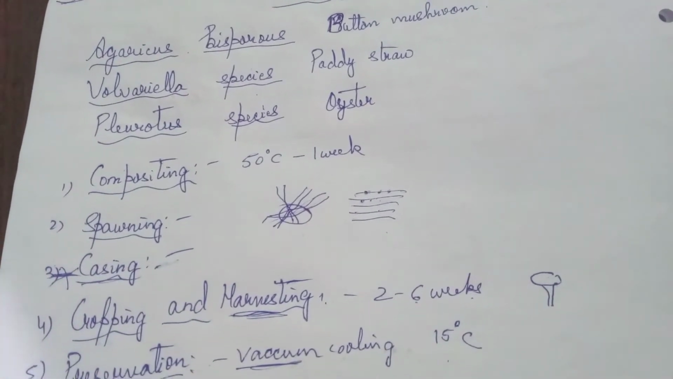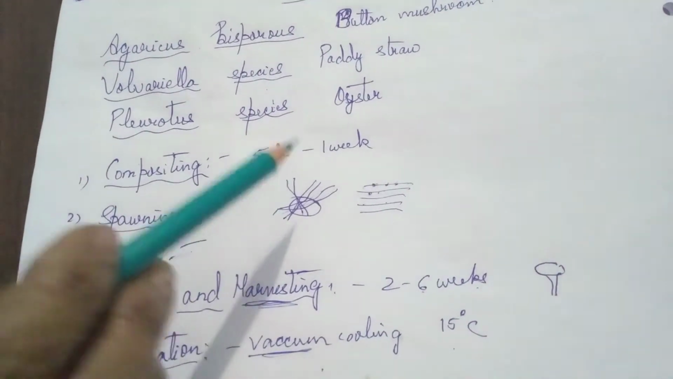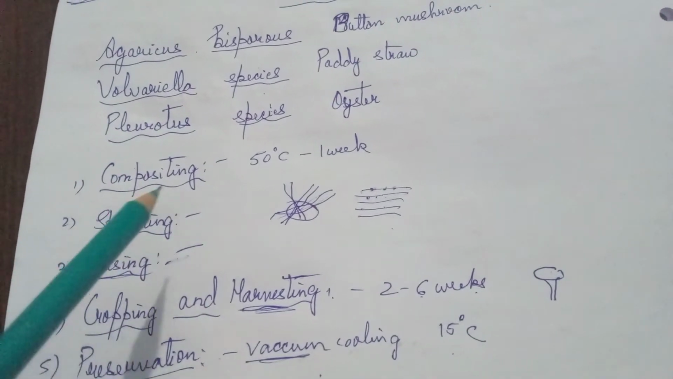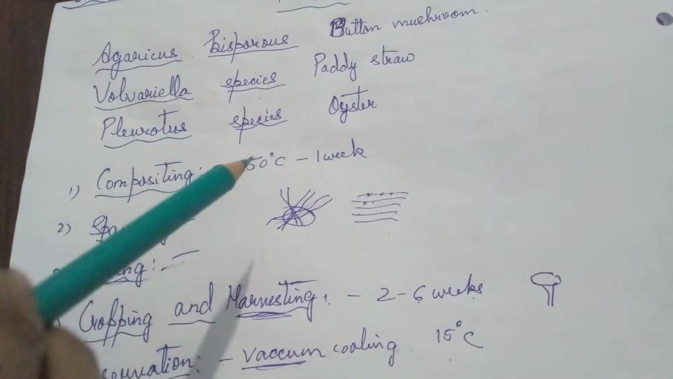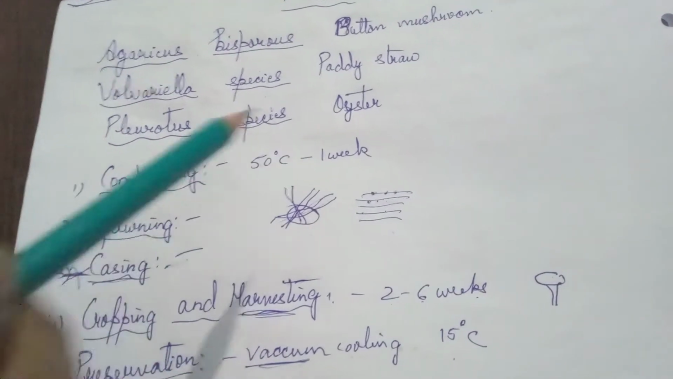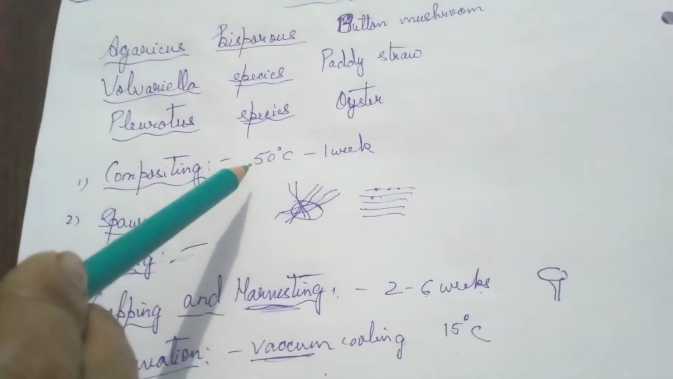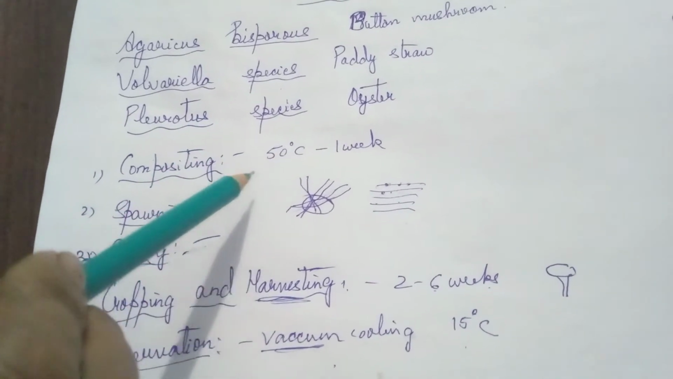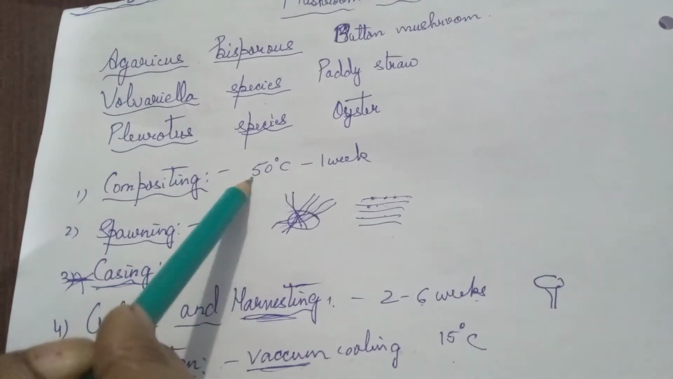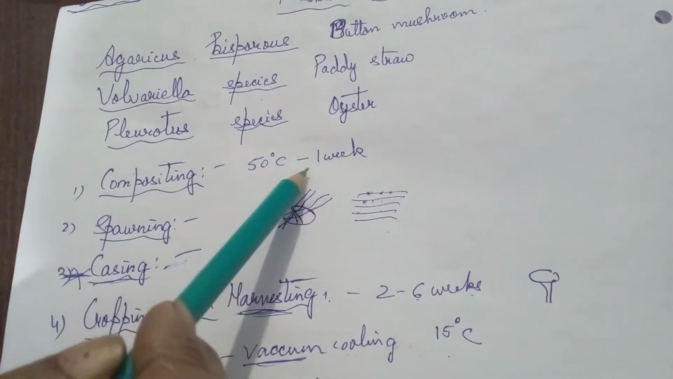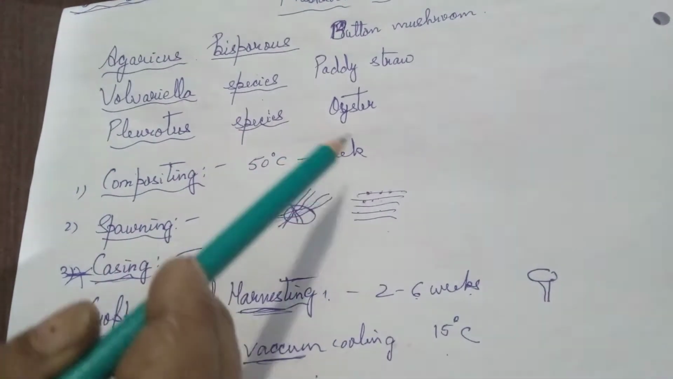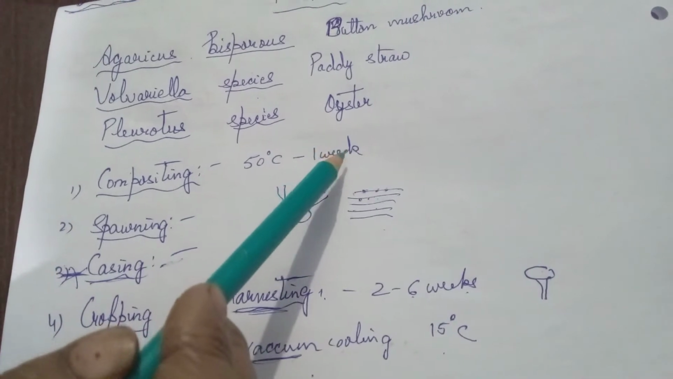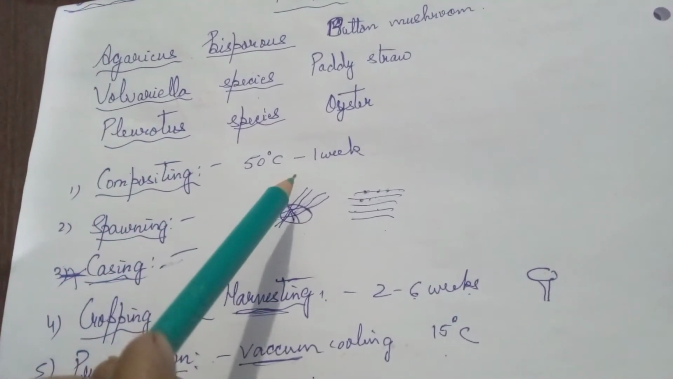So, how is composting done? Wheat or paddy straw is taken. After the grains are removed, the leftover straw is taken, and to it chicken manure is added. Clear? And some proportion of organic and inorganic fertilizers are added, and the temperature is maintained at around 50 degrees Celsius for about 1 week to 10 days, during which composting of the wheat or the paddy straw takes place, that is decomposition. Got it?